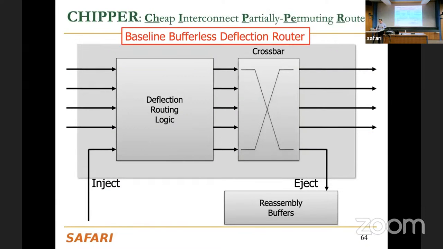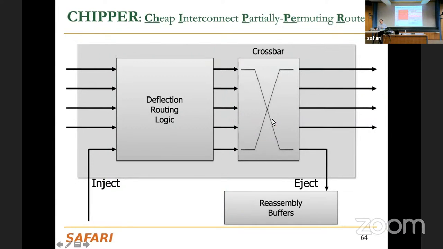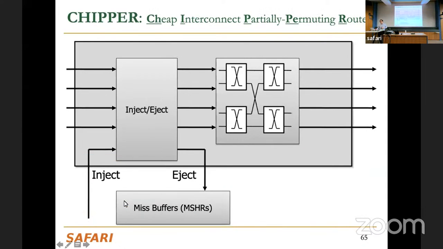Okay, so let's take a look at what we did. You had the baseline bufferless deflection router, which was complex. You had a long critical path because of these, and we changed that to a permutation network using the golden packet mechanism. And we had large buffers for the worst case, and we changed that to a retransmit-once protocol to handle the worst case and make the buffering small. And the buffering can be integrated with the cache miss buffers, which already exist. And the router essentially looks like this in the end.